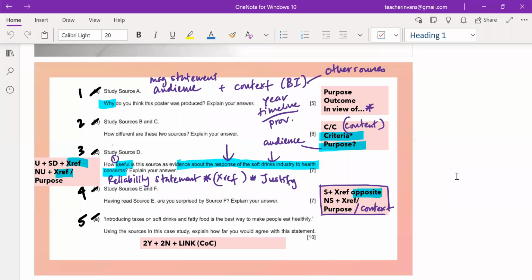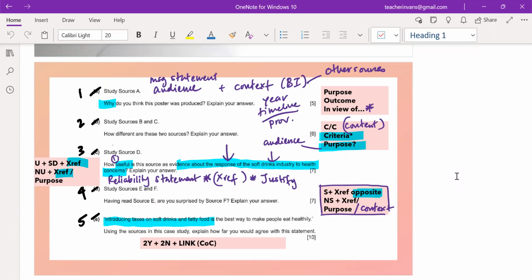Introducing taxes on soft drinks and fatty food is the best way to make people eat healthily. So this itself is a factor, or I would say, well, an agency perhaps. But this is a factor. This is one of the many factors that will make people eat more healthily.